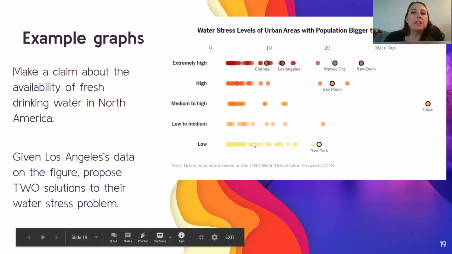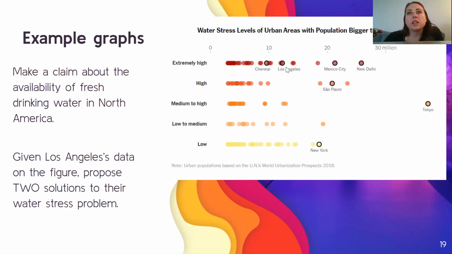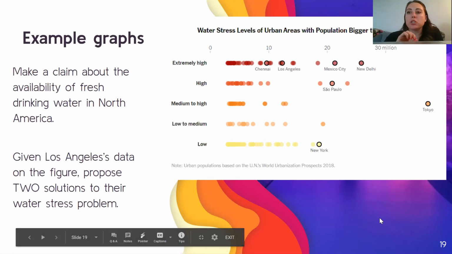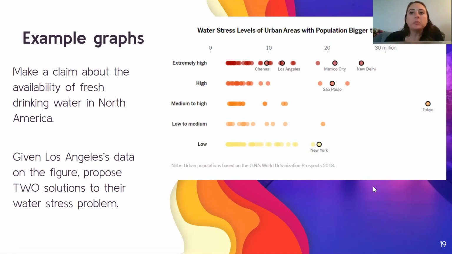So maybe my claim is that New York experiences low water stress, Mexico City and LA experience extremely high water stress. That's it. Your claim is just a statement about the graph. It doesn't even really need to include numbers. Evidence is numbers, but your claim is just a statement about the trends.